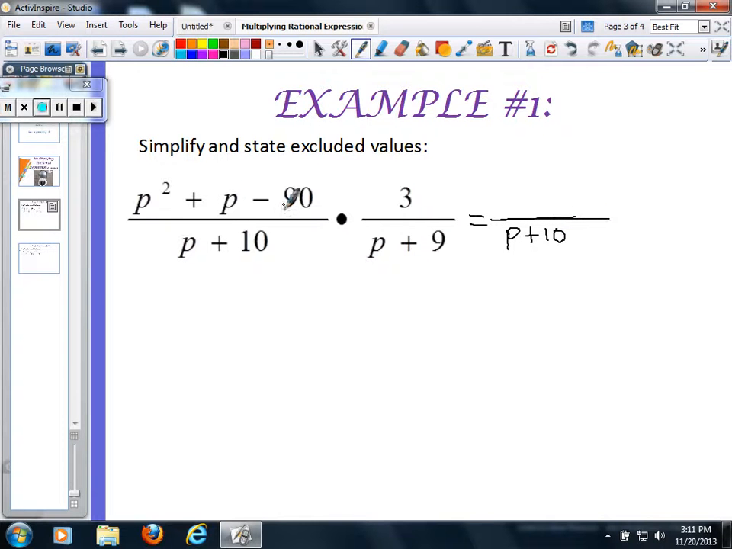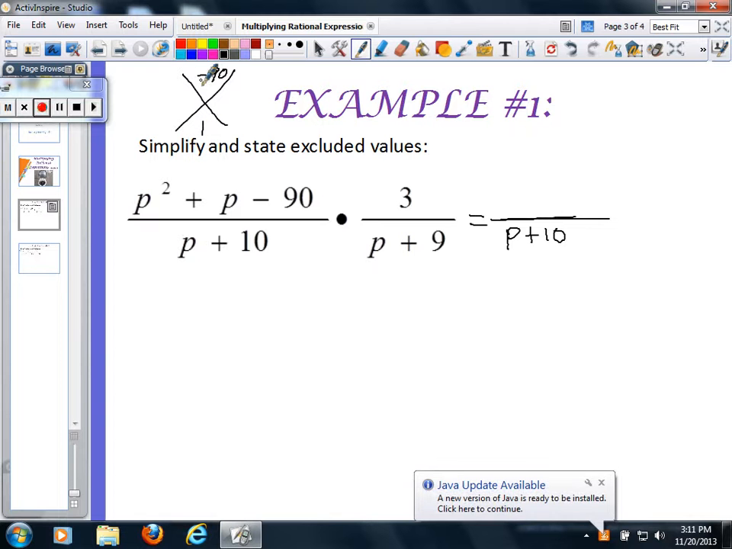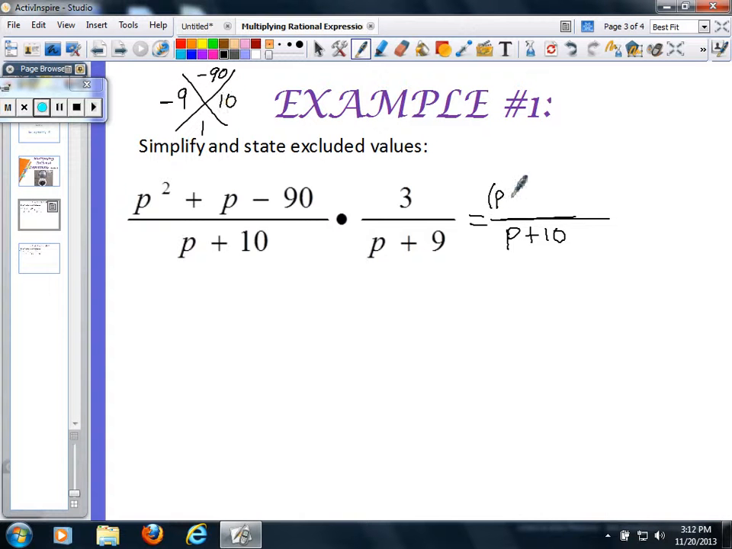Now this, okay, if we use our Xbox to get our factors, this is going to be -90. This is going to be +1. So since this is negative, it means one of my factors will be negative, one will be positive. The factors of 90 are going to be 10 and -9. So this is going to be p plus 10 times p minus 9 times 3 over p plus 9.